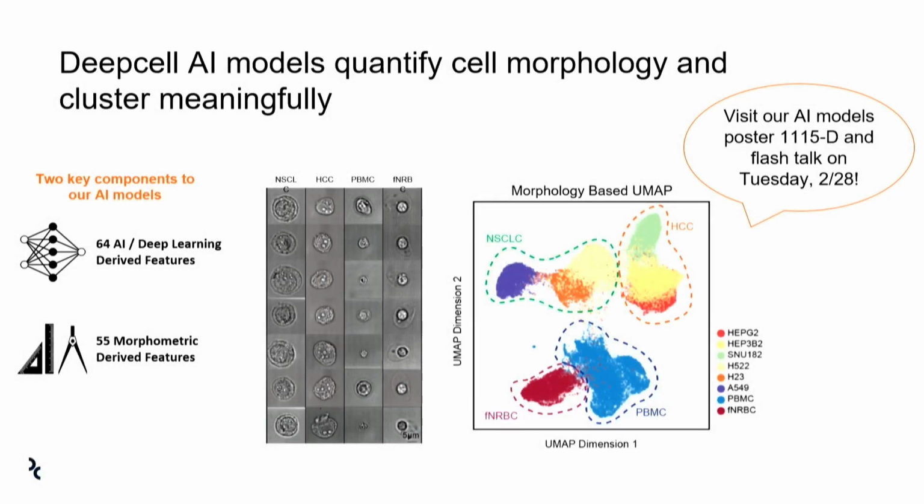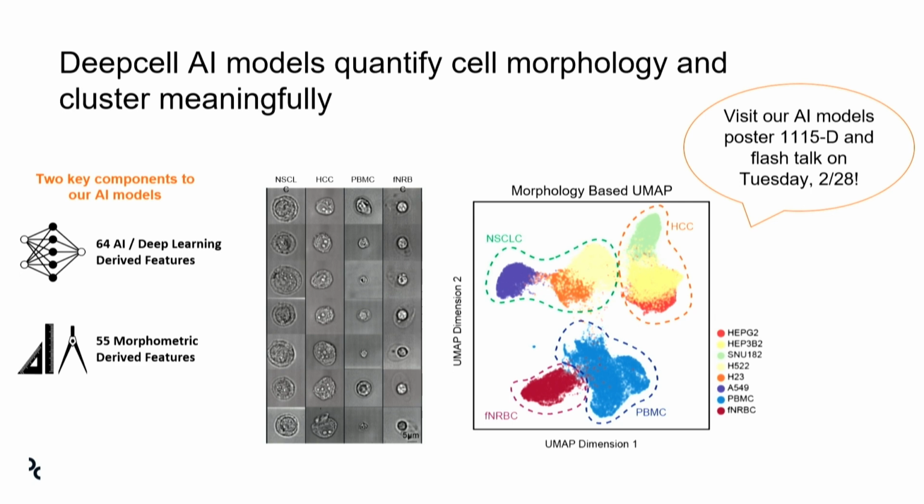Now, here's an example of the kind of data that you can expect from the Deepcell platform. The Deepcell AI technology has 2 key components. It extracts features from the cell images of diverse human cells without prior knowledge of any specific cell marker, cell type, or cell preparation. Those 2 key components are the AI or deep learning derived features, of which there are 64. These are based on deep learning models derived from neural networks. And then the morphometric features, of which there are 55, are the more quantitative analyses based on biological features such as size, position, and pigmentation.